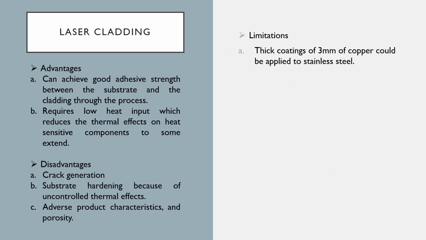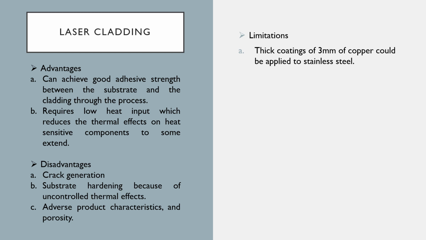Next is laser cladding. Advantages of laser cladding is it can achieve good adhesive strength between the substrate and the cladding through the process. It requires low heat input, which reduces the thermal effects on heat-sensitive components to some extent. The disadvantages of laser cladding is it will produce crack generation, substrate hardening because of uncontrolled thermal effects, and also adverse product characteristics and porosity.